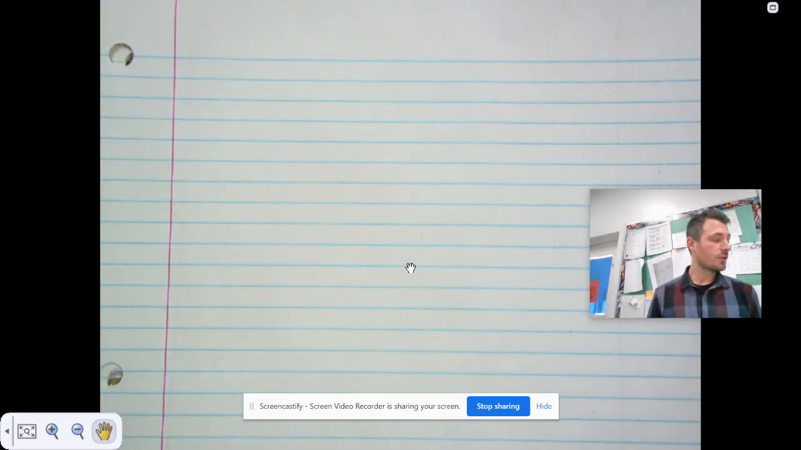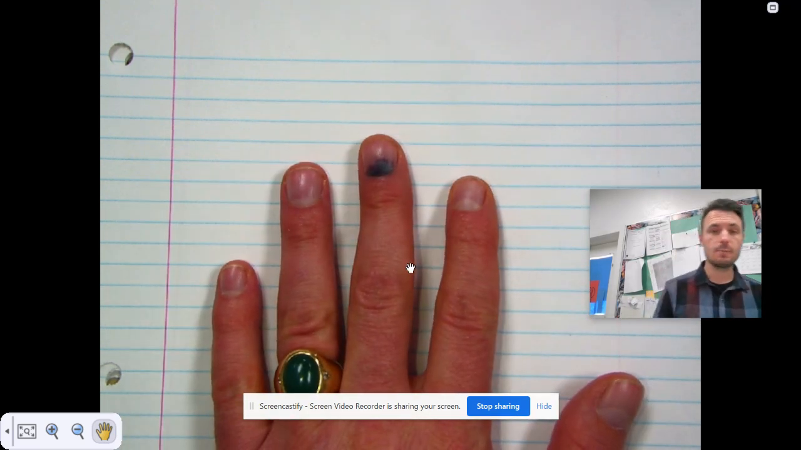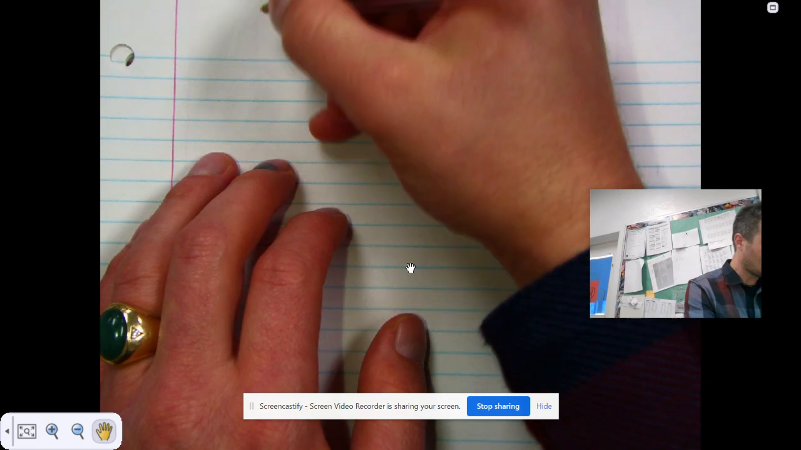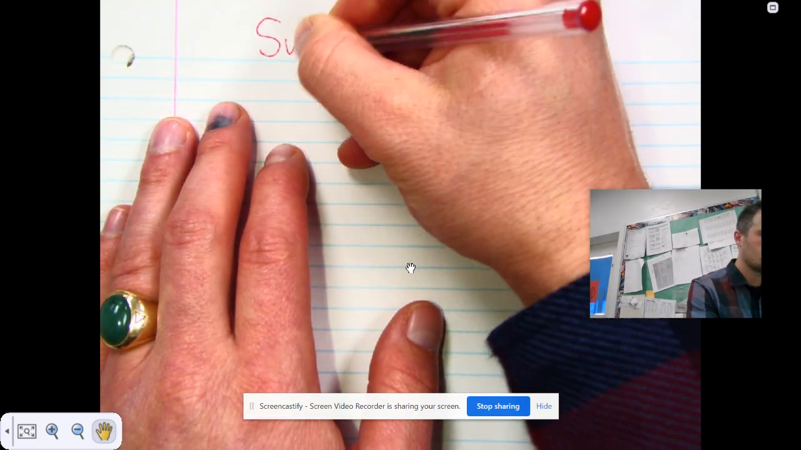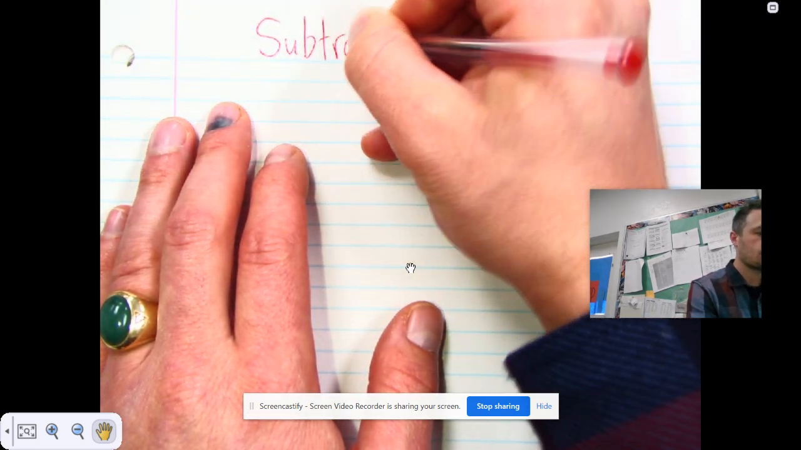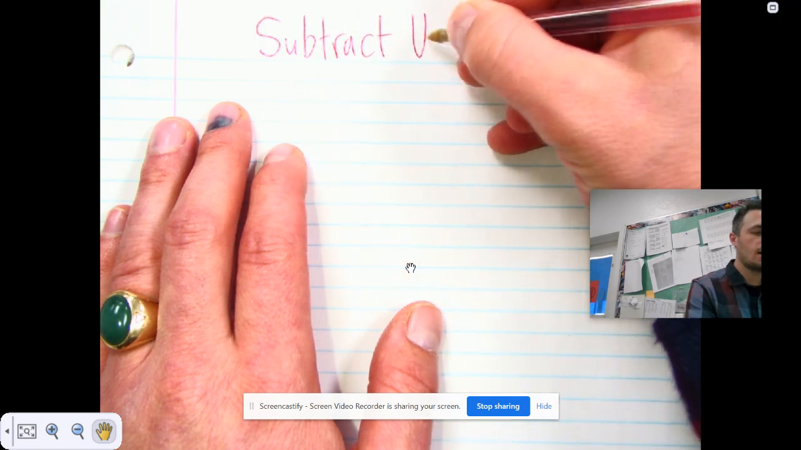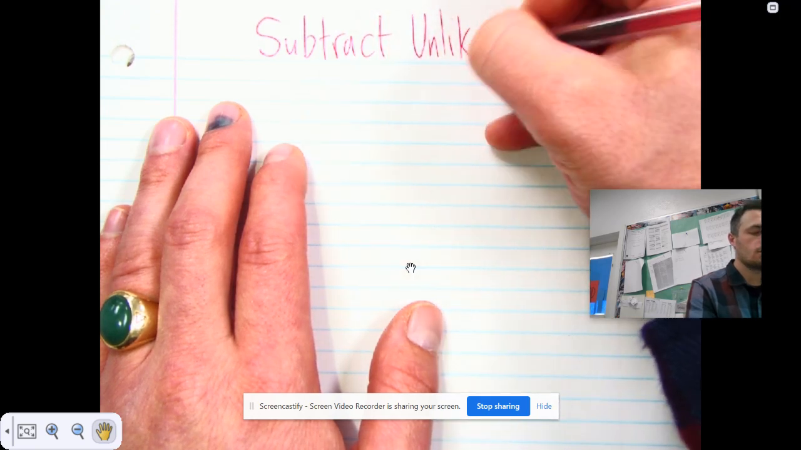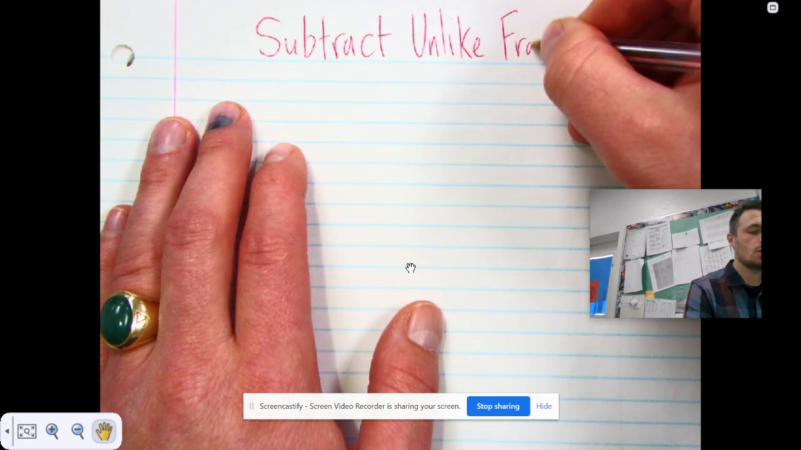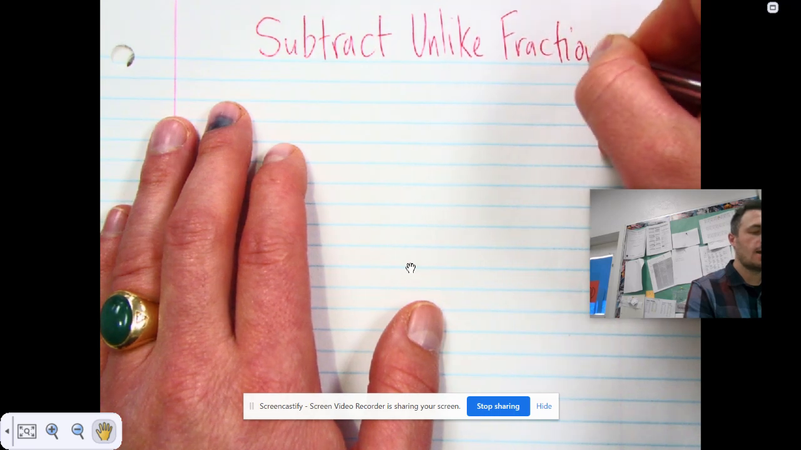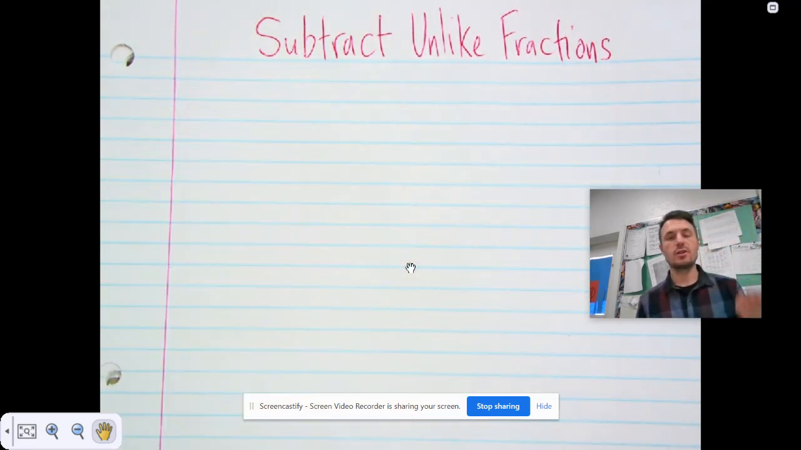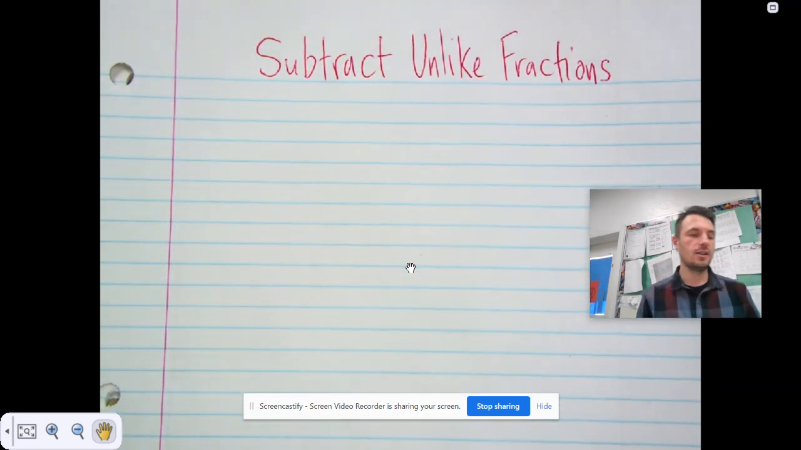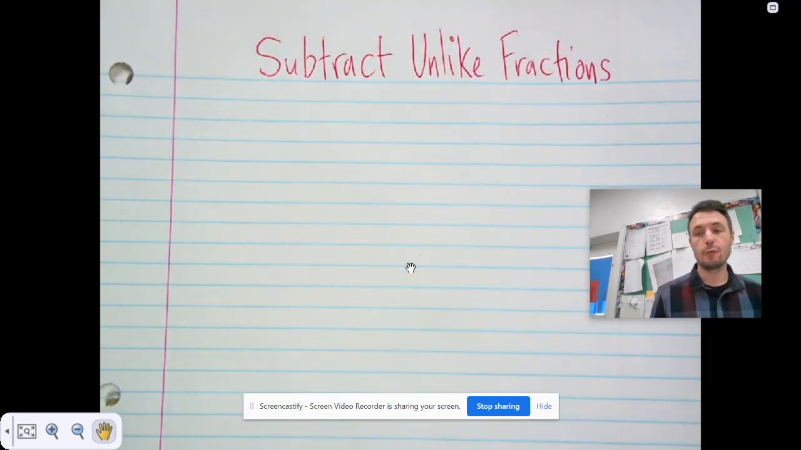Today's lesson is called Subtract Unlike Fractions. So go ahead, open up your math notebook, and please write that at the top of the next available page. Subtract unlike fractions. So we already know that unlike fractions are fractions that do not have the same denominator.